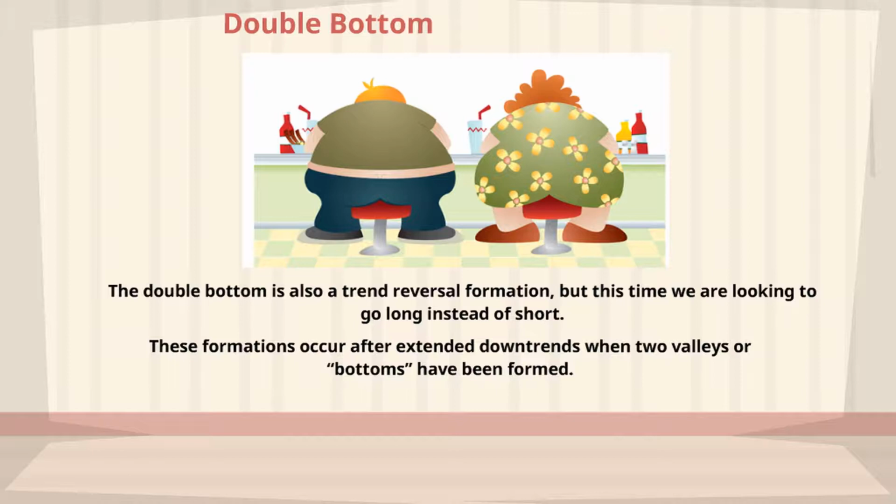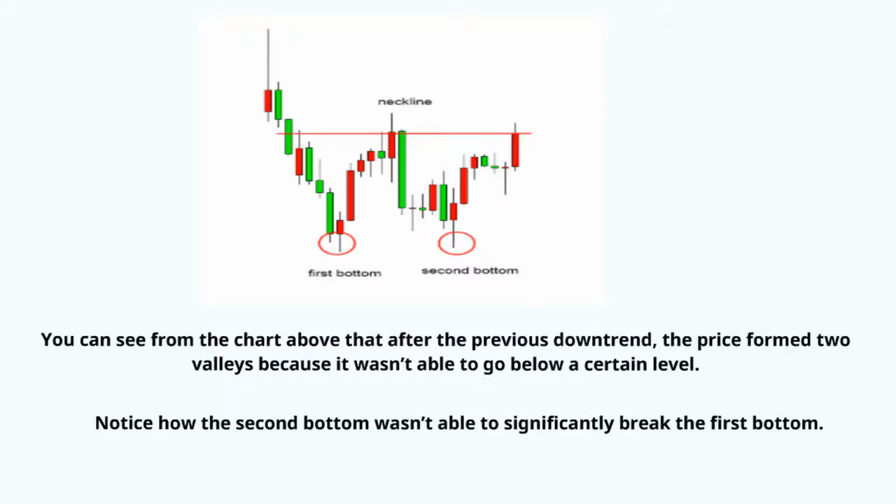Double bottom. The double bottom is also a trend reversal formation, but this time we are looking to go long instead of short. These formations occur after extended downtrends when 2 valleys or bottoms have been formed. You can see from the chart above that after the previous downtrend, the price formed 2 valleys because it wasn't able to go below a certain level.